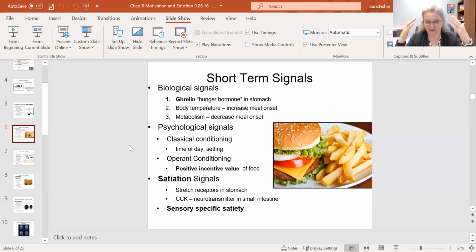So your body temperature: my husband often, after a big meal, will start to break out in a sweat, right? That's the way our body metabolizes. You also have some psychological signals, which include things like the time of day. Interestingly enough, we are hungry at a relatively consistent time of the day, and if you change your eating routine, chances are you will not be hungry anymore.